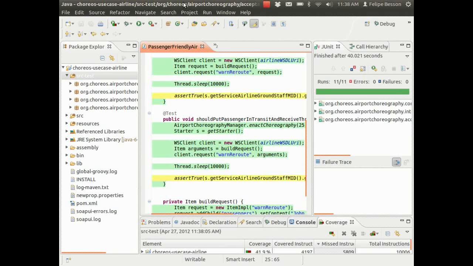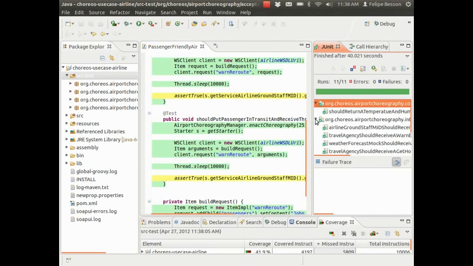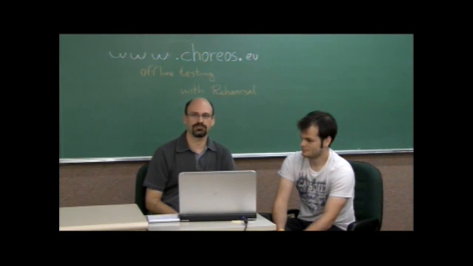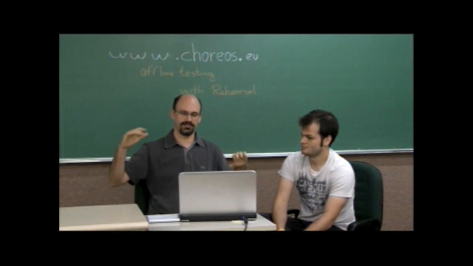So in this case, we executed the 11 tests, and we had 0 errors and 0 failures. So this green bar means that all the 11 tests passed and are correct. So we have a good chance to have a well-functioning choreography in our hands, and now we are ready to put it into production to verify it working in the runtime environment.